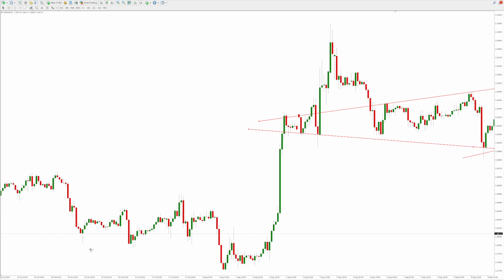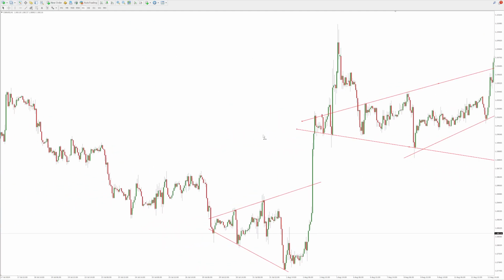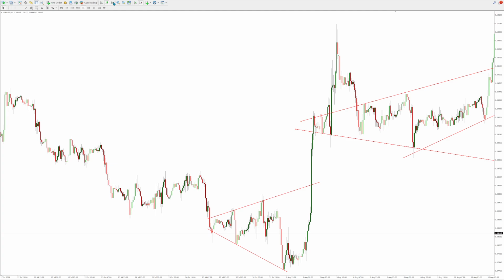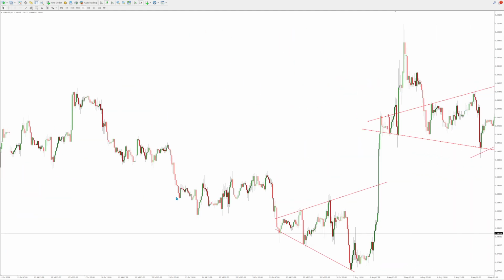I mean, I can even see one here. A broadening formation. Yep, you can see that there. This time it was a natural reversal to the upside. This is a bear trap. This is a bear trap when we had a downtrend starting from here. So we had a downtrend.